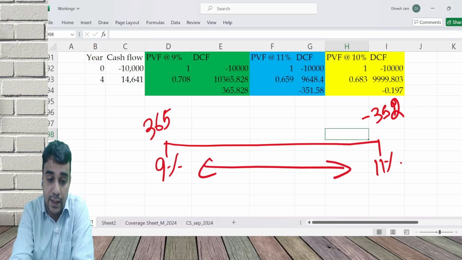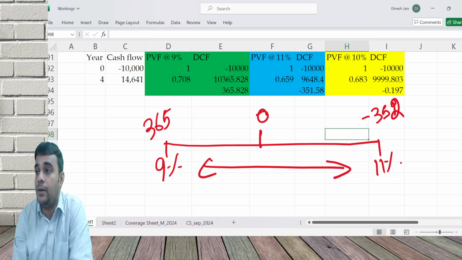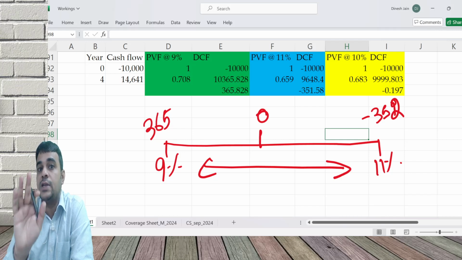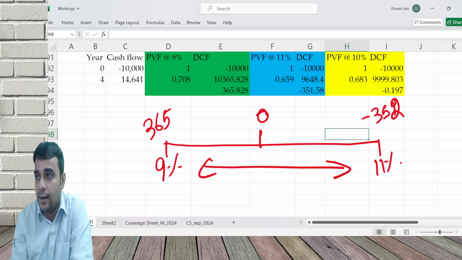Somewhere in between you will get zero NPV. Not exactly in between; when you do a problem, it may not be exactly in between. Here it's exactly in between. But somewhere you will get a zero NPV. That is what is called IRR. What rate? I don't know, I'll have to do the calculation.